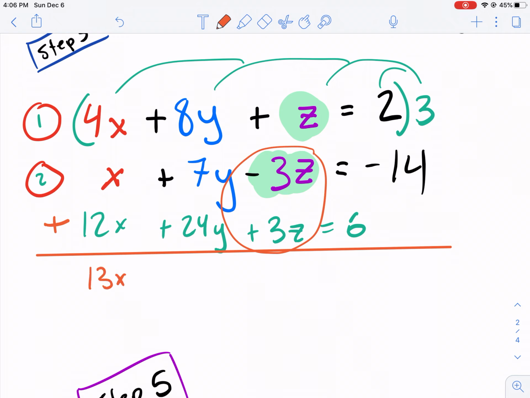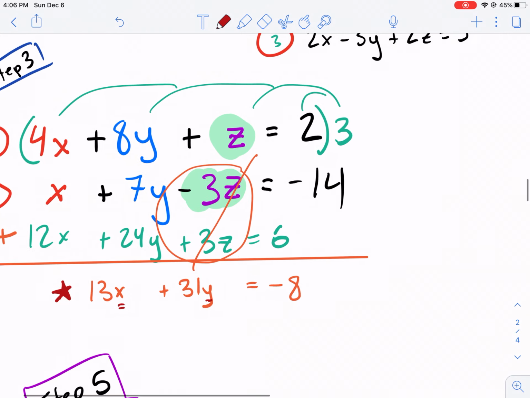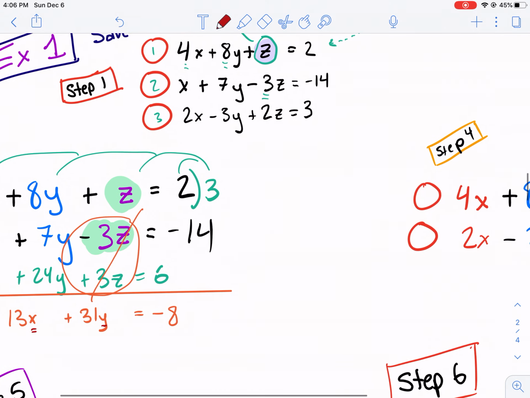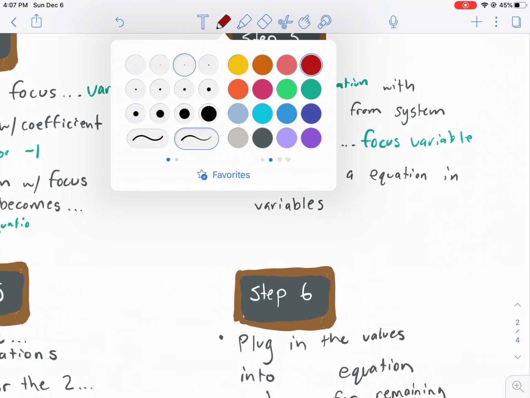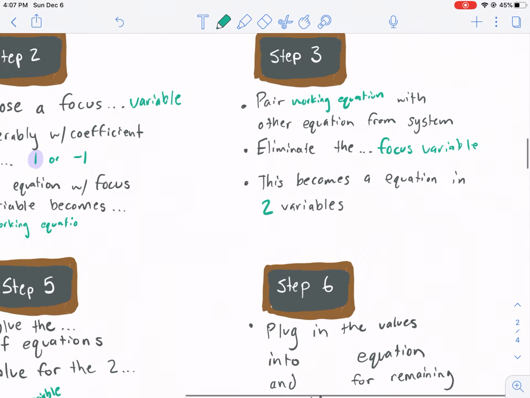Once we add, we get 13x plus 31y. And then guess what happens here? We eliminate -3z plus 3z. We eliminate the focus variable. That was our goal. And then we get equals -8. So what does this tell us? This is our new equation that we got. It's now only in 2 variables, which is very important because this makes it easier for us. We did a whole section on 2 variable systems. So this becomes the equation in 2 variables. This is good news for us.